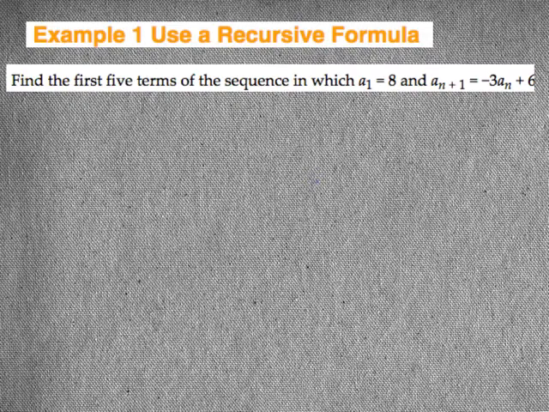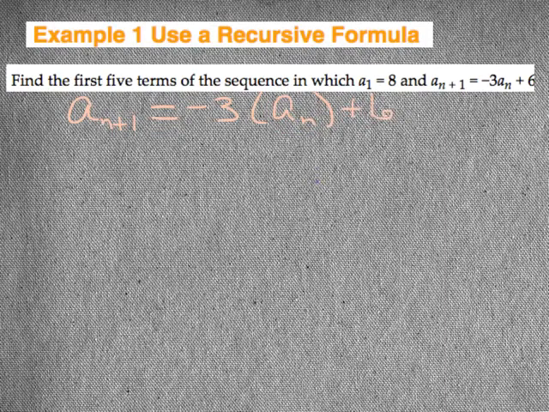Here's an example. They're asking us to find the first 5 terms of the sequence. They give us a sub 1 as a clue to start, because you have to know the previous term to go to the next term. So if I want to find a sub 2, I have to know what a sub 1 is. So I say, okay, I have a sub n plus 1 is equal to -3 times a sub n plus 6.